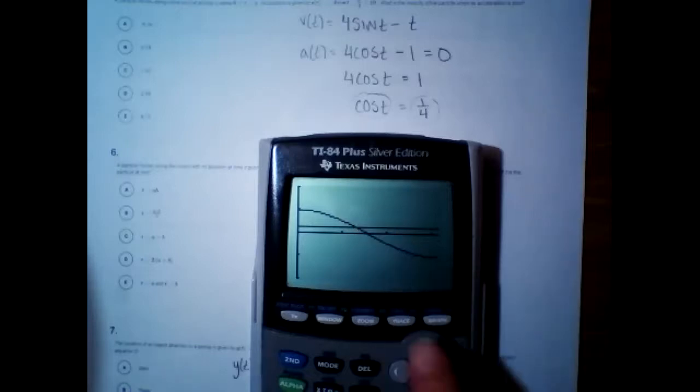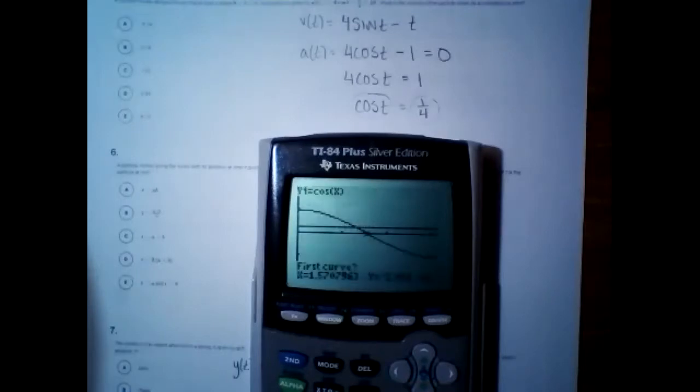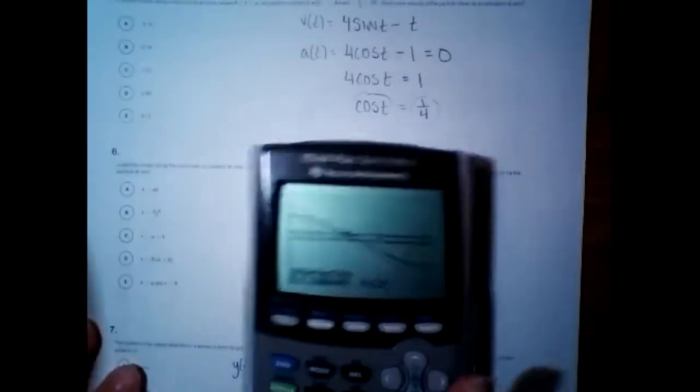So I'm going to go to calculate, which is second choice. Intersect, and then it's going to ask you first curve, second curve, guess. Basically just hit enter a bunch of times. And that is our time, 1.318.